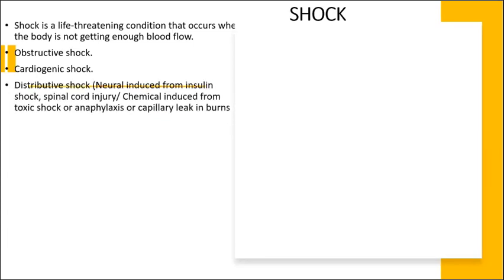It could also be classified as a distributive shock. With distributive shock, there's an abnormal distribution of blood flow, especially in the smallest blood vessels. So you're going to see inadequate vascular tone. It could be neural induced, maybe from insulin shock or spinal cord injury, or it could be chemical induced, maybe from toxic shock or anaphylaxis, or even a capillary leak.